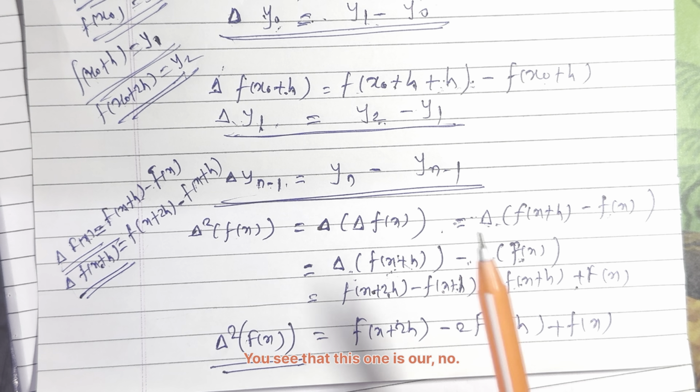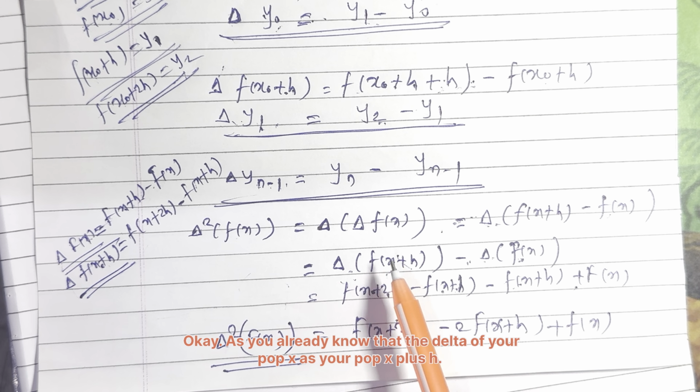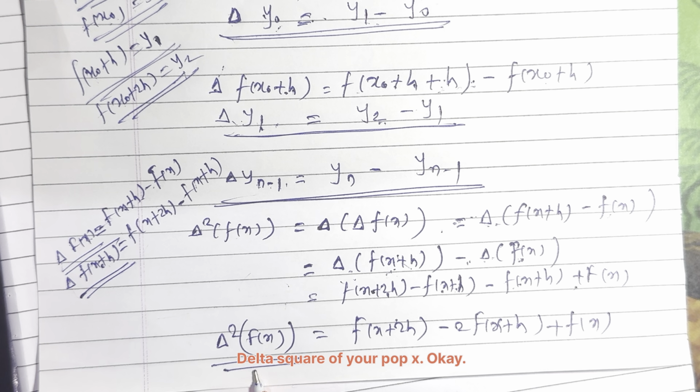Consider this one as the first forward difference. As we already know, delta of f of x is f of x plus h minus f of x. Now we are finding the values for delta square, delta cube, delta to the power 3, and so on. So let's go for the next forward difference, delta square of f of x.